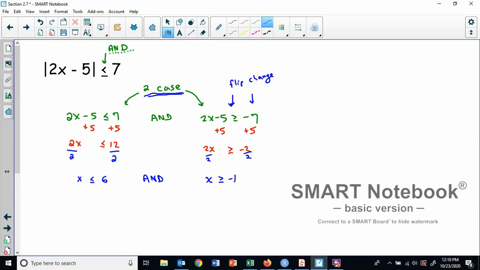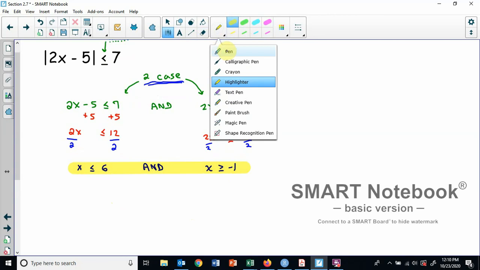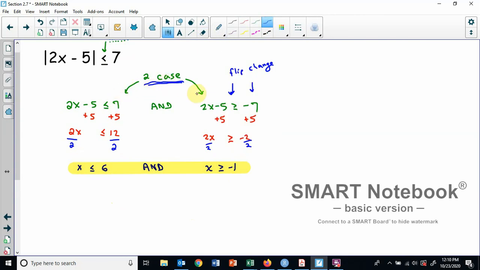All right. Now look at what I have. Let me highlight what I have first. That's an eraser, not a highlighter. Let me try again. I got a highlighter. x is less than or equal to 6, and x is greater than or equal to negative 1. So we already know how to break an absolute value into two cases and solve.